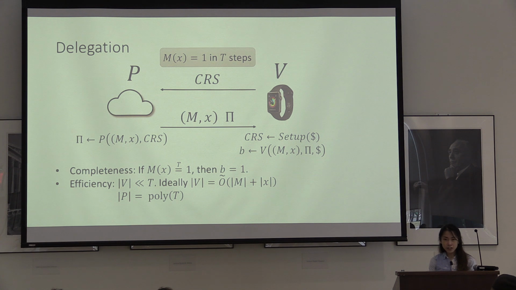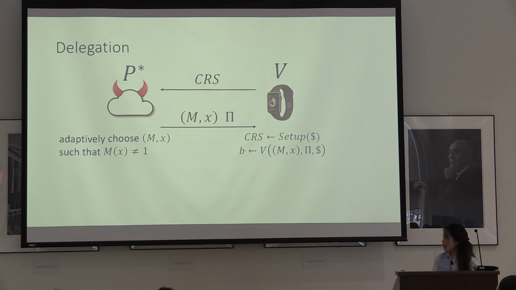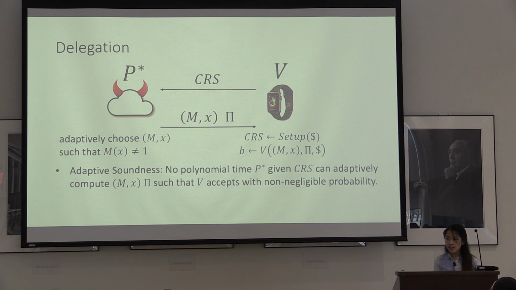So with these 2 properties, our delegation scheme seems fully functional, right? We can delegate the computations for Turing machines, and there's not too much overhead for the prover, and verification is very efficient. But the prover doesn't have to always act in this way. If we have a malicious prover, for instance, we want certain security guarantees from our delegation scheme. In particular, when the verifier sends over the CRS and the prover sends back MX and a proof pi, we want it to be the case that he can't adaptively choose an MX and a pi, such that M on X does not output 1, but the verifier still accepts. So this is the adaptive soundness guarantee we want.